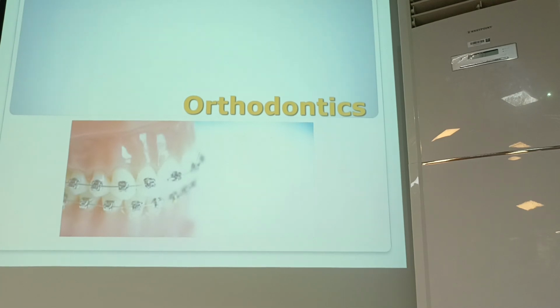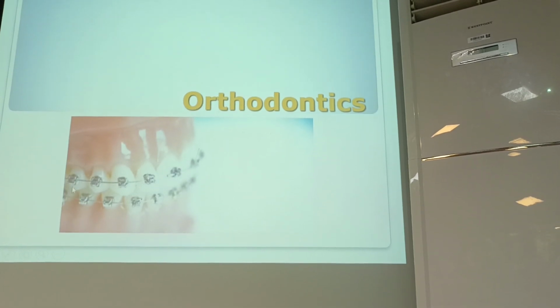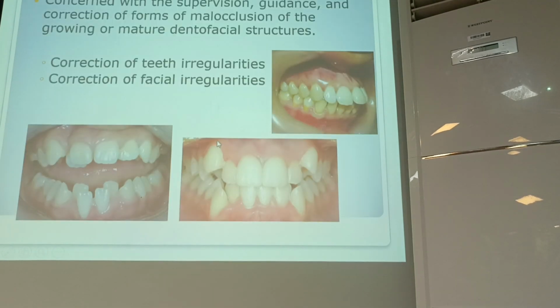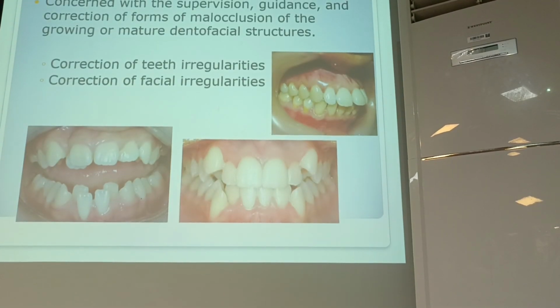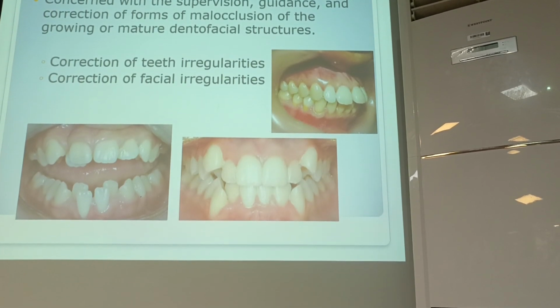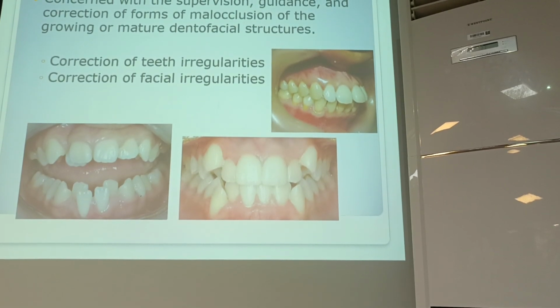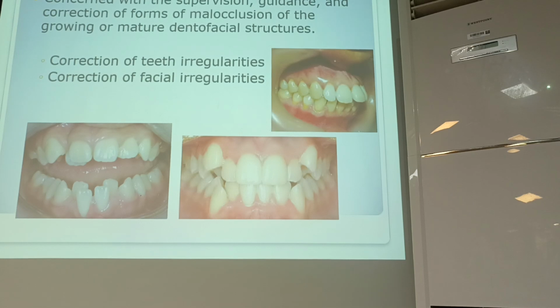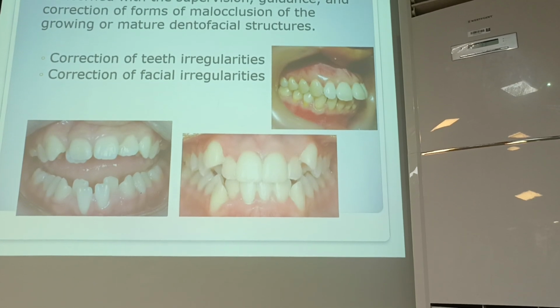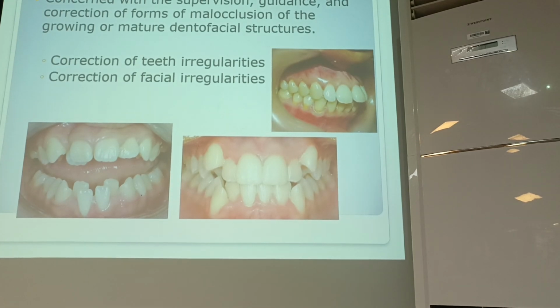I guess you saw this wire before. What is this? Braces, yes. They align the teeth in the orthodontics department. So this department is concerned with the supervision, guidance, and correction of forms of malocclusion of the growing or mature dentofacial structures. Both for correction of teeth irregularities or correction of facial irregularities.